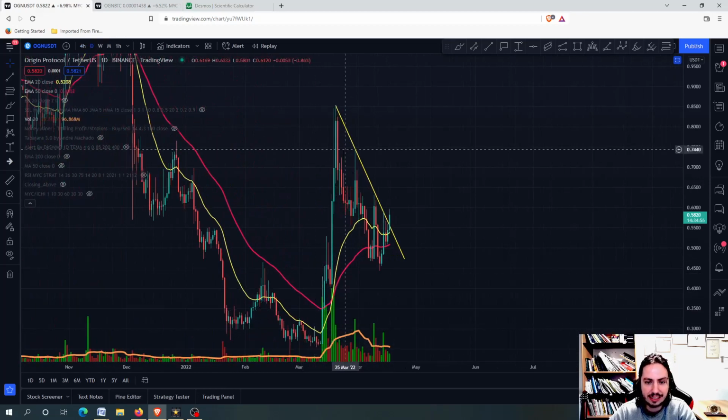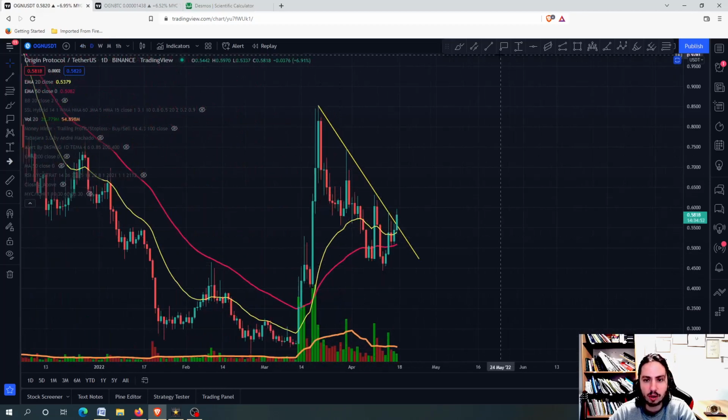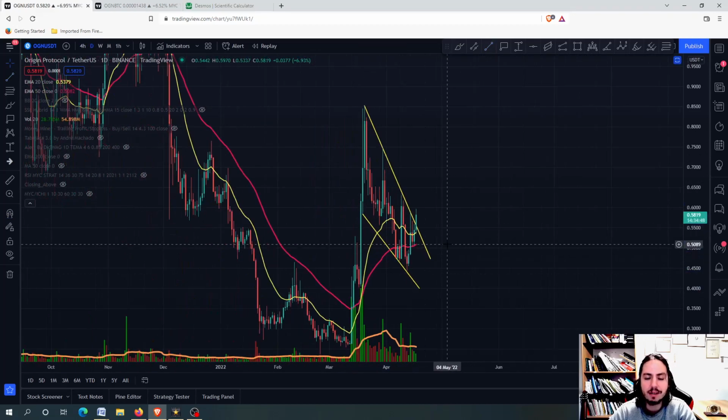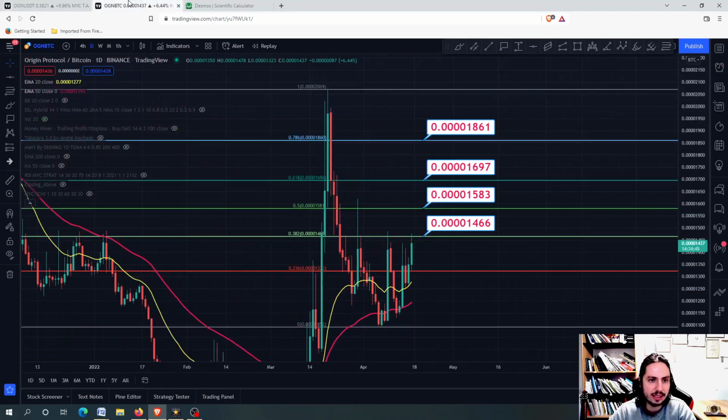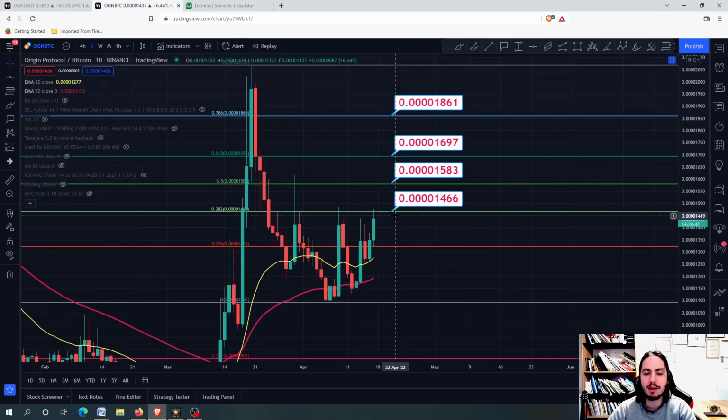After a very nice impulsive wave, we just have lower lows and lower highs. This is the bullish formation right here, the bull flag. And it is possible that we have another uptrend for OGN against USDT. OGN against Bitcoin at the same time, we have many resistance levels right now.